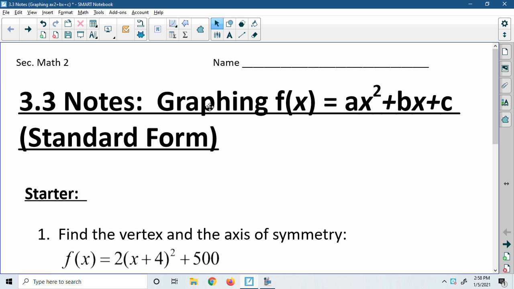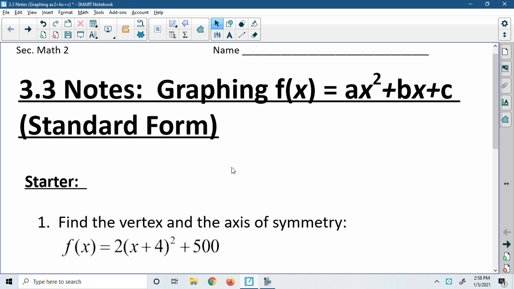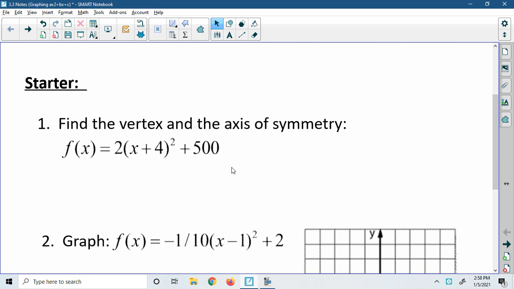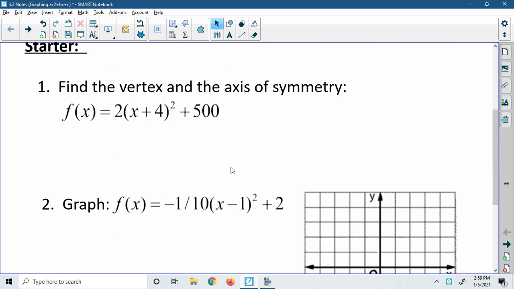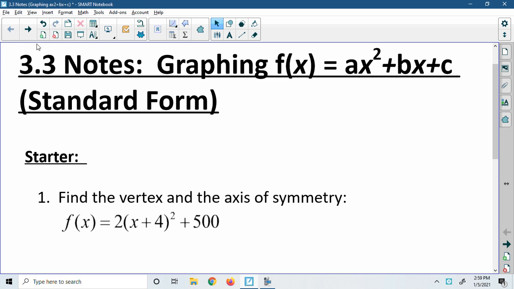We are going through section 3.3. We're graphing some quadratic functions again. This time we're graphing them when they are in this format right here, which we'll talk about during the video. It's called standard form. So that's what we're up to today. I will let you guys go through the starter on your own, so pause the video, do that, and then unpause when you're ready to move on.